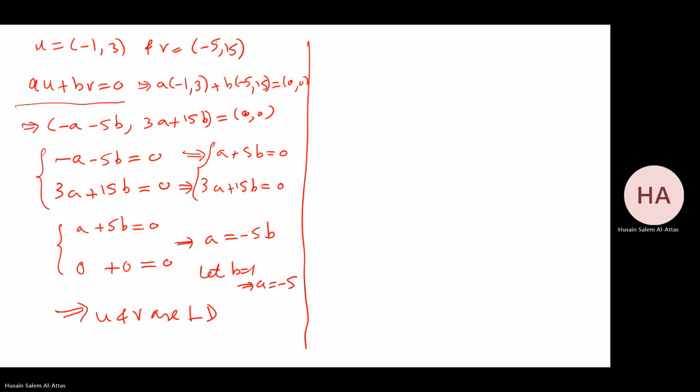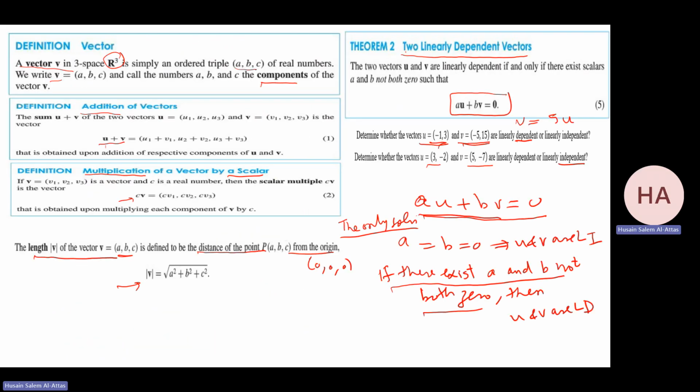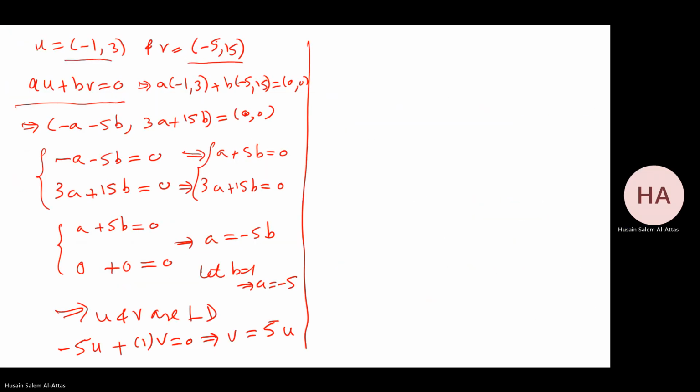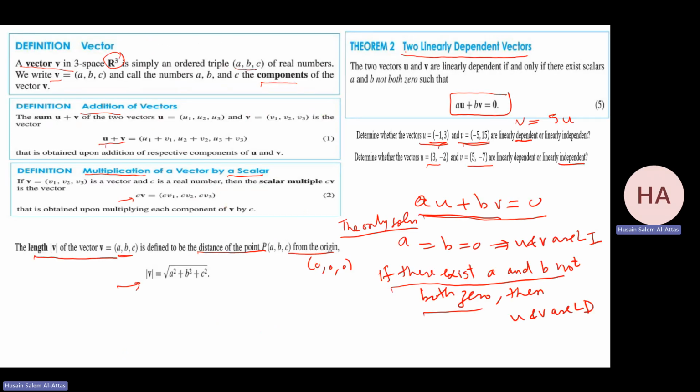So I have -5U plus 1 times V is equal to 0. Or I can write V as 5U, which I know just by looking at the vectors. Yeah, this times 5 will give me this one. Okay. So this is the case where I'm getting a solution other than A equals B equals 0. Let me do the second one so that I will make it very clear.